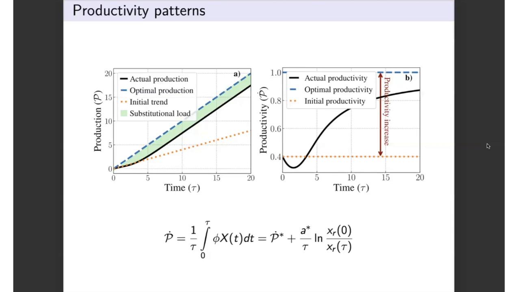Okay, obviously there's going to be a productivity increase, right? At the beginning, we don't have a very good productivity, and then at the end, we're going to have a much better productivity once competitive exclusion has taken place.